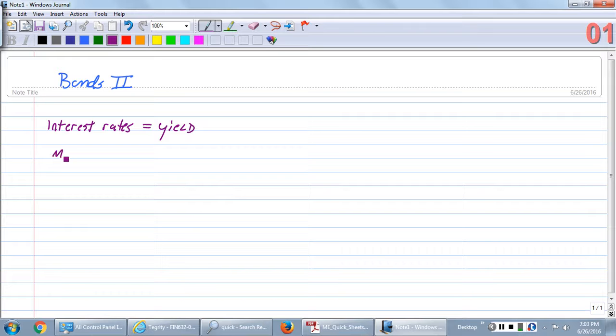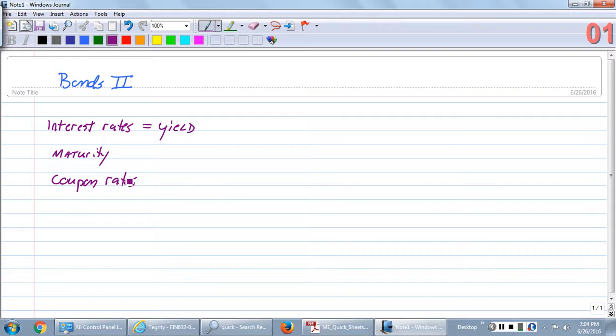Another has to do with the maturity structure of the bonds. Bonds that have a long time remaining until they mature are more sensitive. We saw that before. Are more sensitive than bonds that are short term, that have a short time period remaining until they mature. So we've got interest rates or yields, we've got maturity, and we also have coupon rates. Coupon rates. Cash flow.